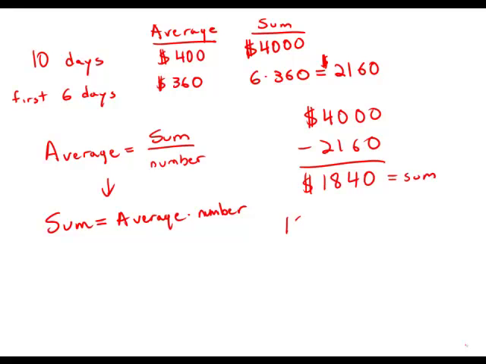And so, of course, now I just divide that sum by 4, and I get 460, and that is the average for the last 4 days. And this is answer choice D.